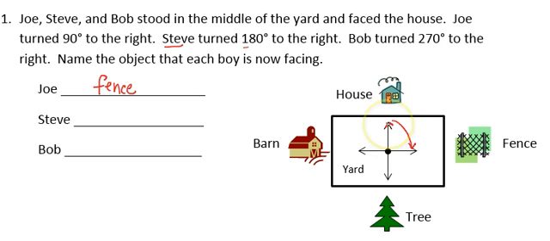Steve turned 180 degrees to the right. So Steve started off facing the house and turned halfway around the circle, because 180 degrees is half of a circle, and now he is facing the tree. And Bob turned 270 degrees around. So if he started at the house, again, a quarter is 90 degrees, another quarter would be 180 degrees, and a third quarter would be 270 degrees. So that means Bob is facing the barn.